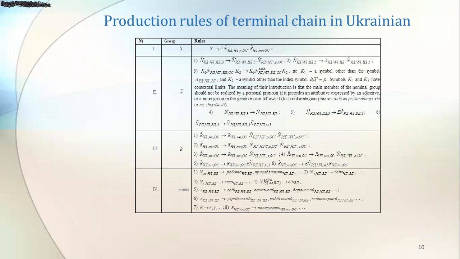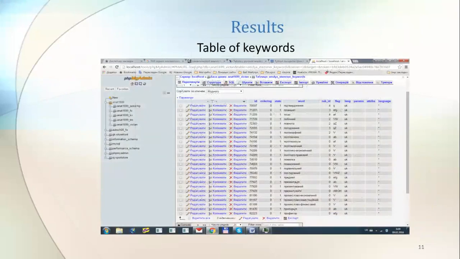Now, let's move to the section of experiments and discussion. We compiled a table of keywords. In the column rub_ID, you can see the rubric to which a particular keyword belongs in a given entry. In a column entitled flag, here it is specified the properties of the keyword, the part of the language it belongs to.